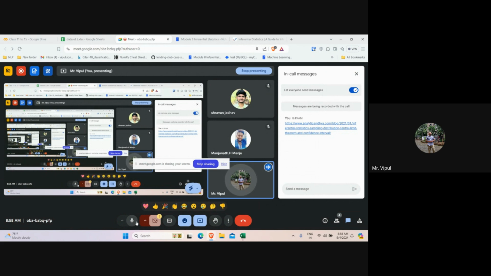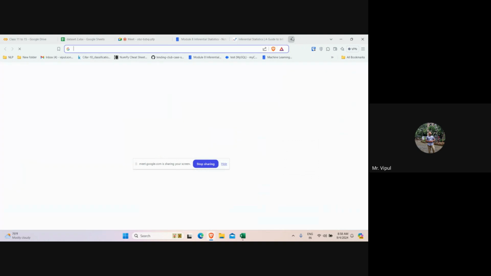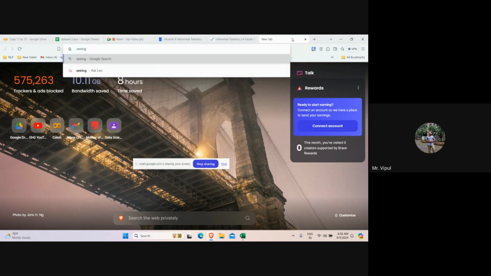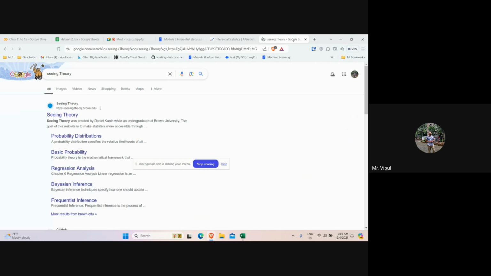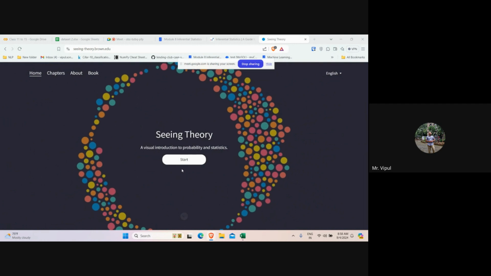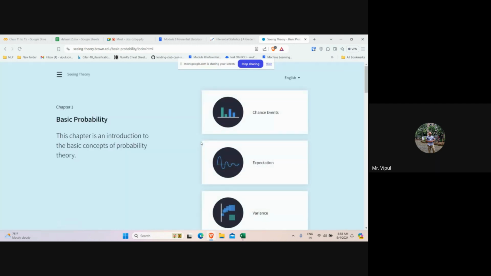See, now there are some modules, additional resources, interactive graphics that you can read. We have Seeing Theory, Brown University. So here you have some visualization, a visual introduction to probability.